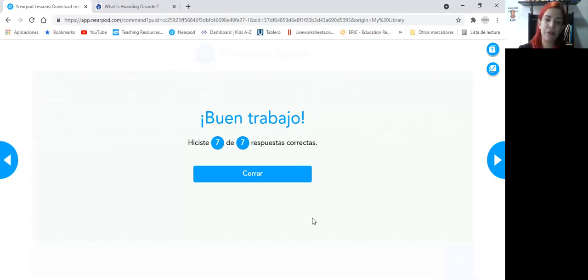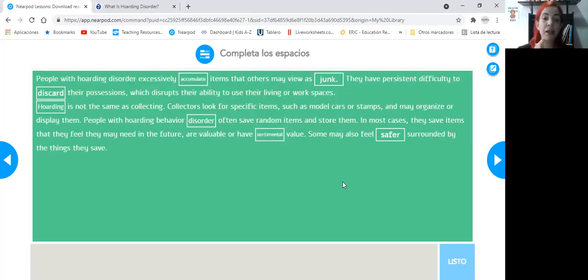Now you have a kind of guided independent practice, okay? Being aware of what a hoarder is, what hoarding is, and what people that have this behavioral pattern, this disorder, feel about their junk. You're going to read and take notes of, remember these collocations we have been studying?